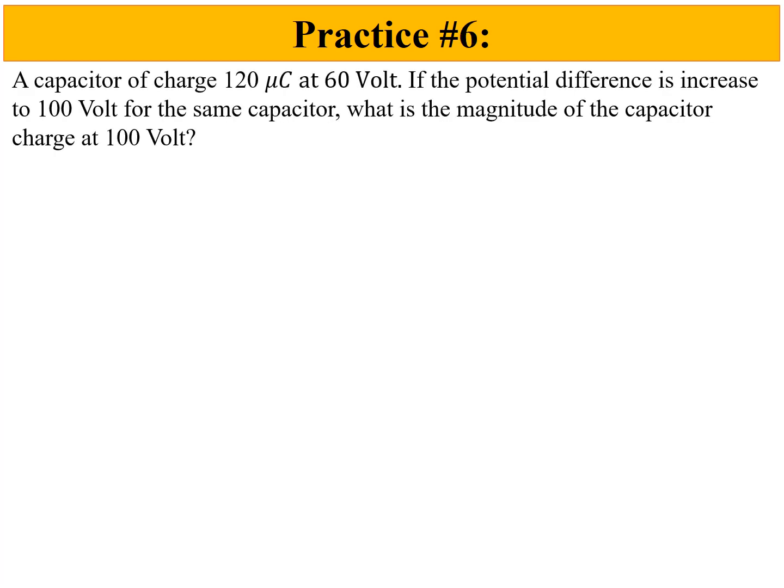Practice number 6. A capacitor of charge 120 microcoulomb at 60 volt. If the potential difference is increased to 100 volt for the same capacitor, what is the magnitude of the capacitor charge at 100 volt?